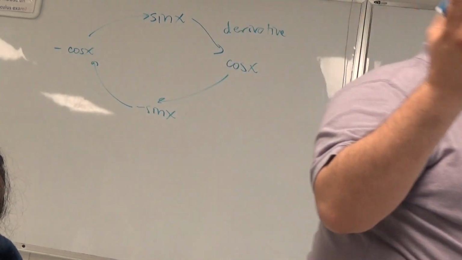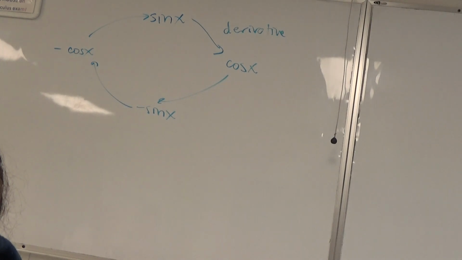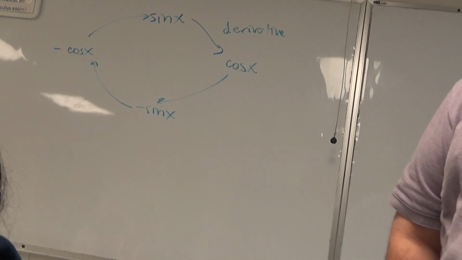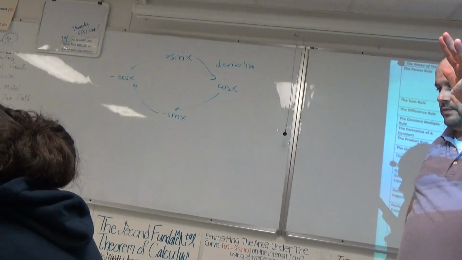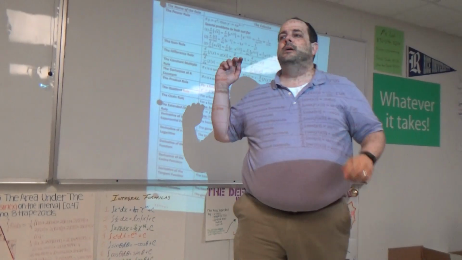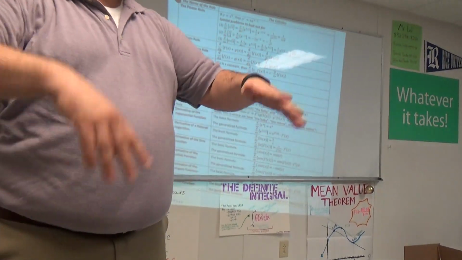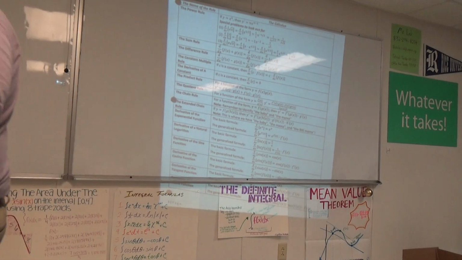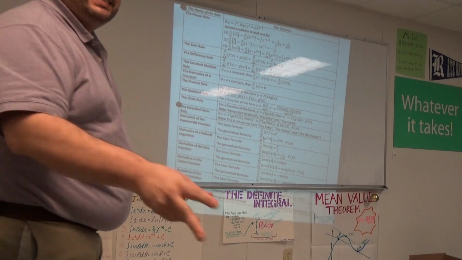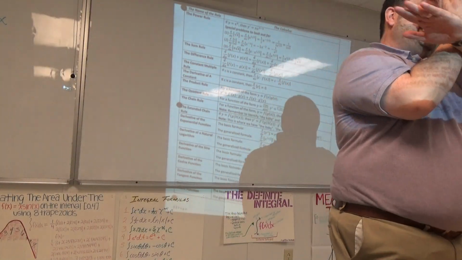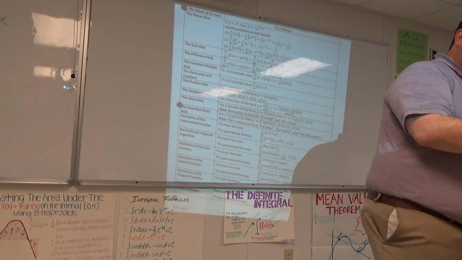Product rule. It's been a while. What's the product rule? The derivative of the first times the second plus the first times the derivative of the second. So everybody on the count of three, product rule says: 1, 2, 3. Derivative of the first times the second plus the first times the derivative of the second.